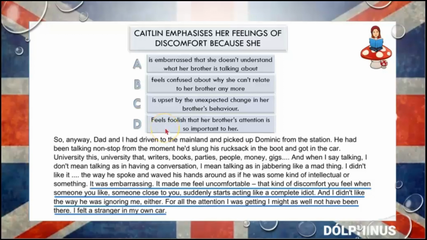And be careful with the suppositions. For example, in D, feels foolish that her brother's attention is so important to her. When it's making reference, I didn't like the way he was ignoring me either. You can't suppose she's feeling foolish because her brother is important for her. But is it actually mentioned in the text? No, these are the typical mistakes we first make. We suppose too much and we are carried away by similar vocabulary.